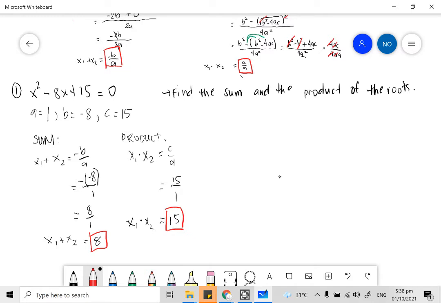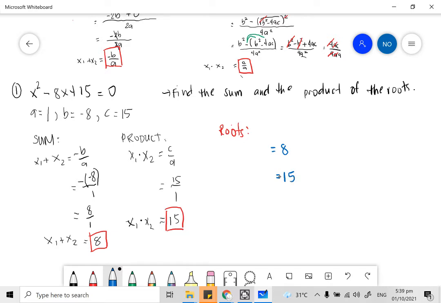Ngayon class, alam nyo ba na pwede rin gamitin itong sum and product para mahanap yung roots? By the way, pwede kayong gumamit ng ibang method para mahanap yung roots ng given na equation natin. Pero ngayon, ipapakita ko sa inyo kung paano gamitin yung sum and product of the roots para ma-determine yung roots ng given quadratic equation. So, simulan na natin. Hanapin natin yung roots. Solve na natin yan. Ang sabi, kapag pinag-add daw, ang sagot ay 8. Kapag pinag-multiply naman, ang sagot ay 15.